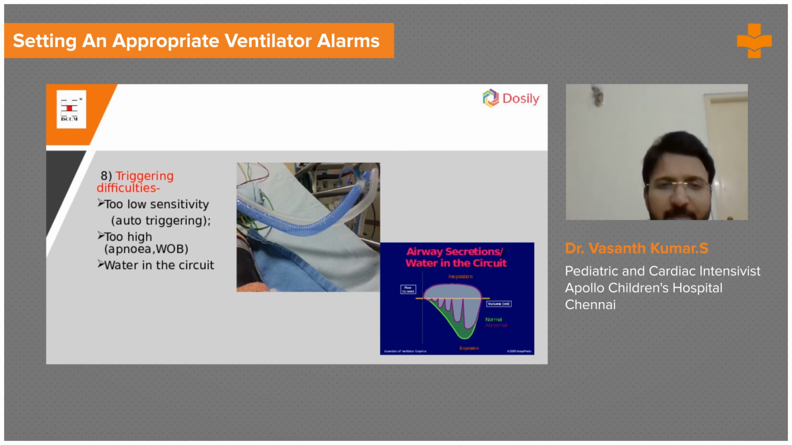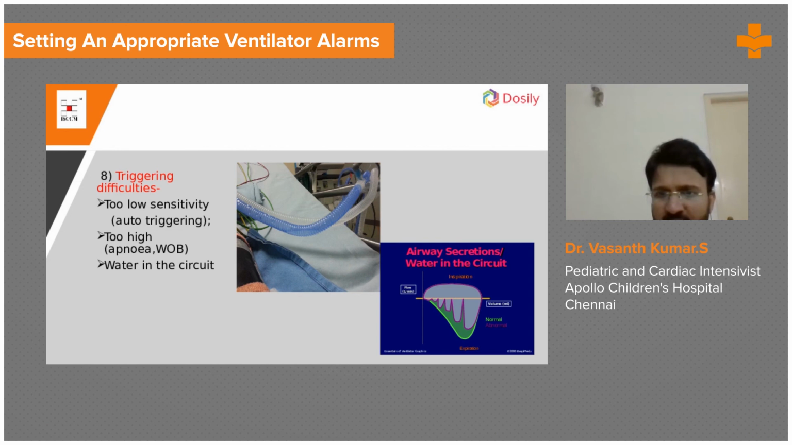But the problem with keeping the trigger too sensitive is this: when the humidification process is hampered for some reason, you can see water getting accumulated in the circuit. This starts swinging inside the ventilator circuit. Once it starts swinging, it causes some pressure differences, and this water in the circuit itself can trigger the ventilator and start giving breaths.